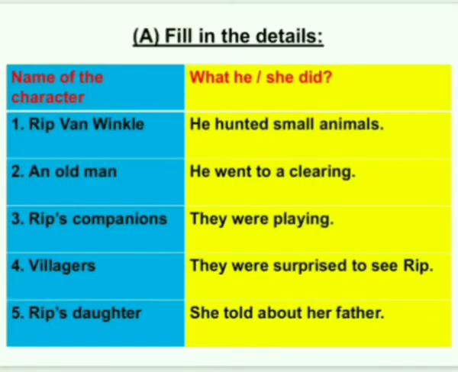Now here is one exercise given in your textbook. You have to fill in the details in both the columns. First, write the characters of the story, and in the next column, write what they did. Read this on your own and write it in your notebook.